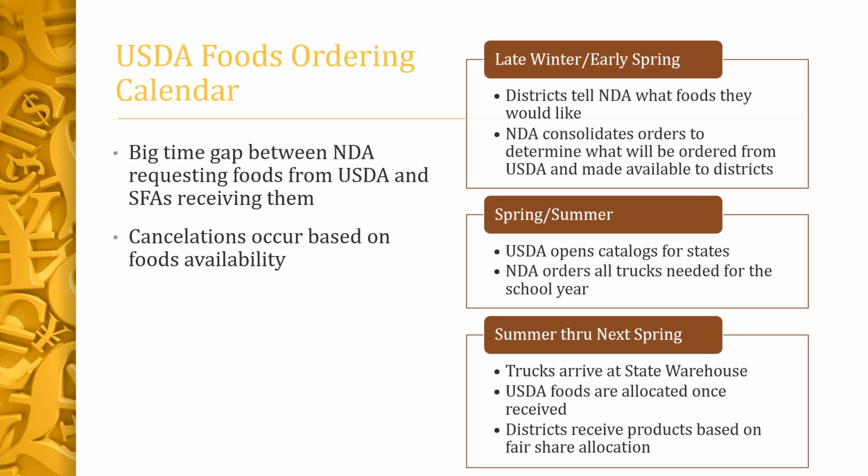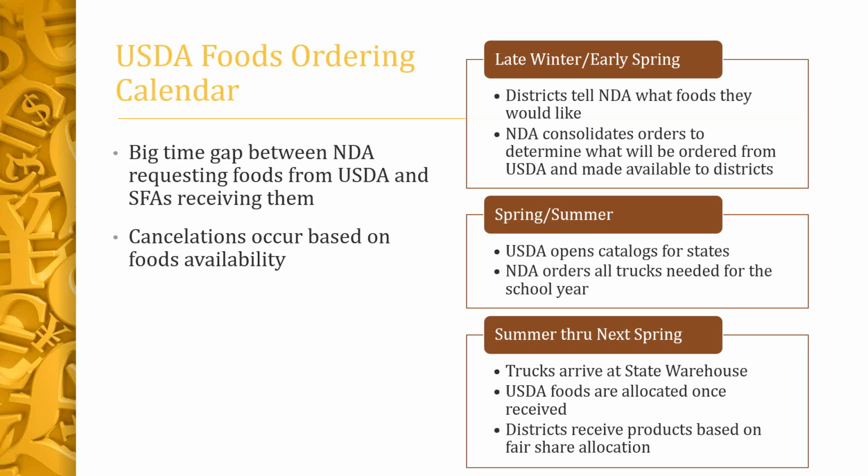So kind of looking to the right-hand side of the screen and looking at a timeline, in late winter or early spring, we ask you what foods you'd like, and again, we'll be doing that through a survey in CNP. We then consolidate those orders and determine what will be ordered from USDA and made available to the districts, and we want to provide everyone as much product as we can, as much variety, but we also have to meet a minimum quantity to be able to bring it into the state. So if folks just want 1 or 2 cases of something, we probably won't be able to bring that item in.